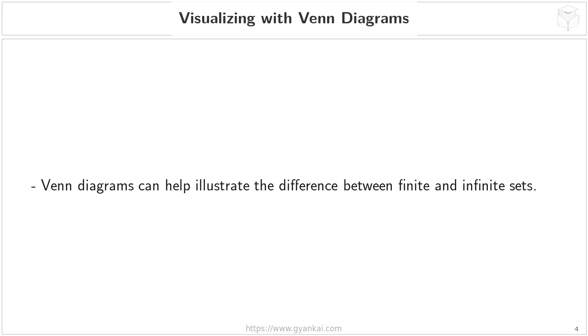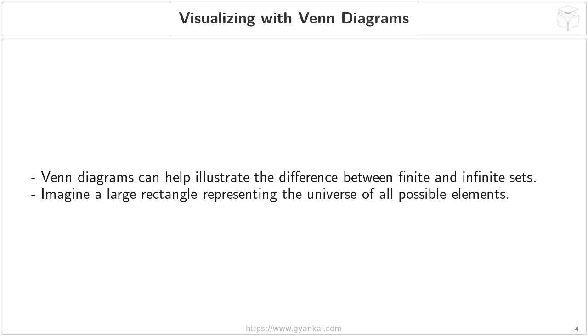As we've discussed, understanding the difference between finite and infinite sets hinges on concepts like countability and boundedness. Now, to help visualize these differences, we're going to use Venn diagrams. Venn diagrams, as you know, are useful for showing relationships between sets. In this case, we'll use them to illustrate the key characteristics of finite and infinite sets. First, imagine a large rectangle. Think of this rectangle as representing the universe, that is, the set of all possible elements we're considering in a particular context. Everything we're working with will be contained somewhere within this rectangle.